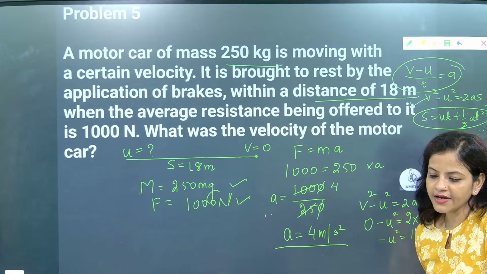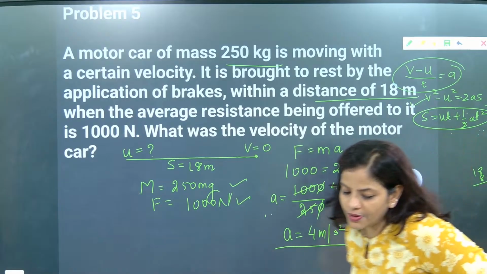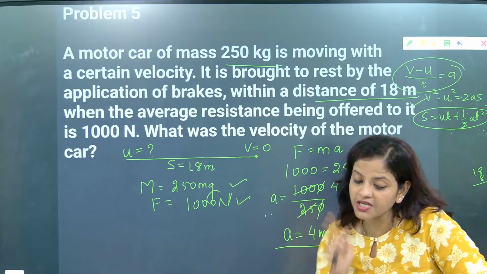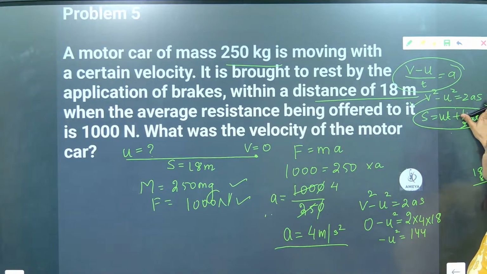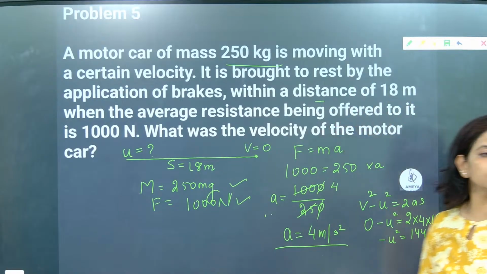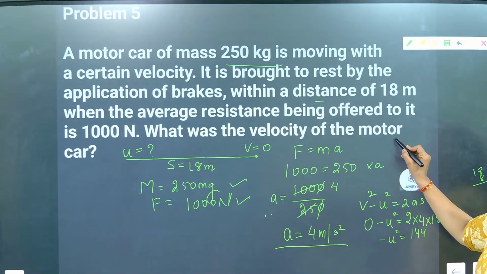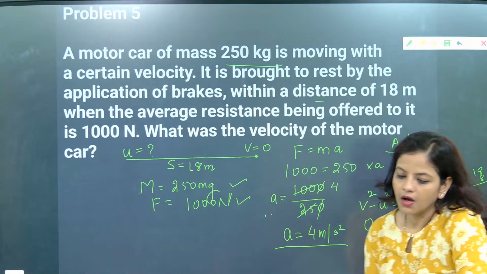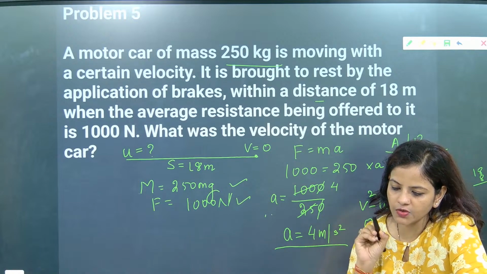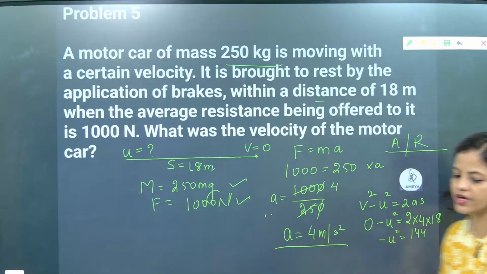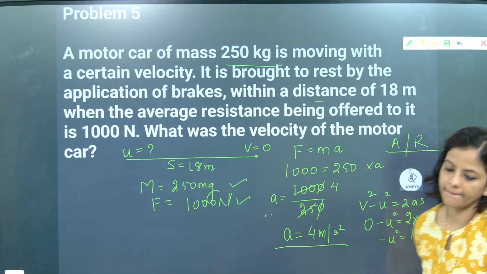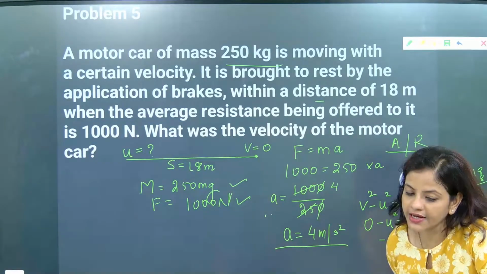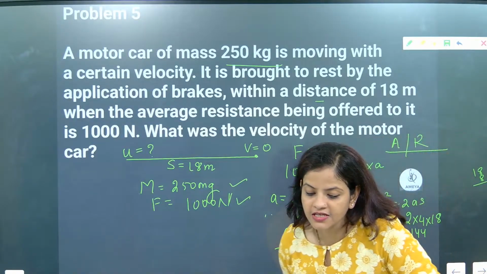Here, the first thing is, what is the force application? Now, 144 will come, but here one thing is missing. What is applied here? Acceleration or retardation? Absolutely correct. What is applied here is retardation.